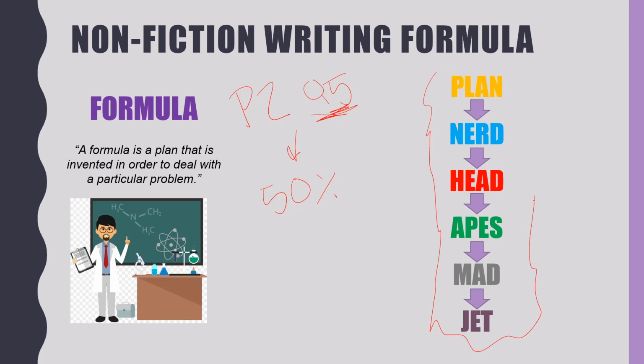This little guy down here. So you start off, you plan your answer. This is the only thing really where you're not writing an extended piece. This is something that you think about and then just jot down a few ideas. What do you think, and why do you think that? And then these, NERD, HEAD, APES, MAD, JET, the letters tell you what to write in these paragraphs.